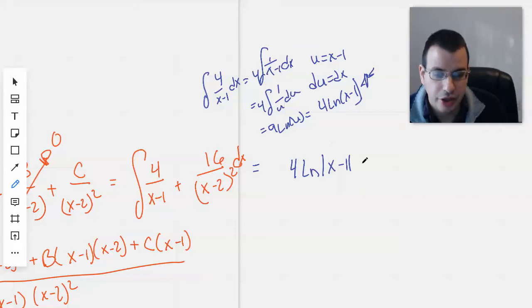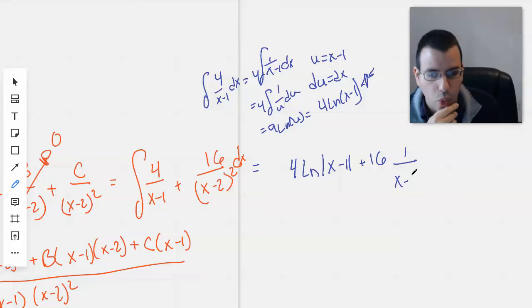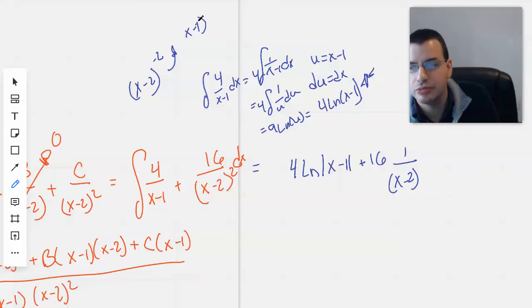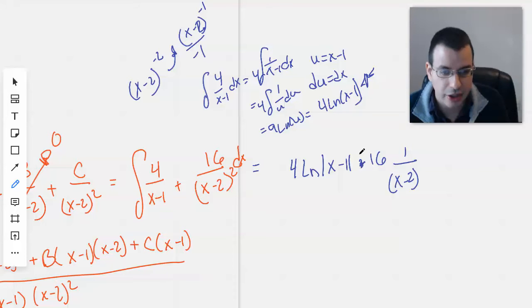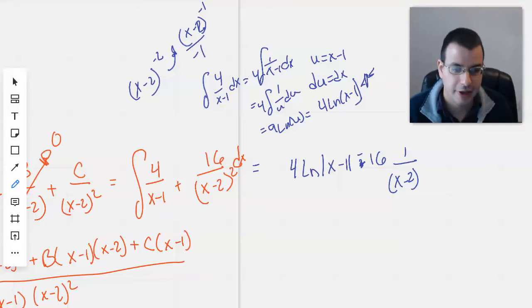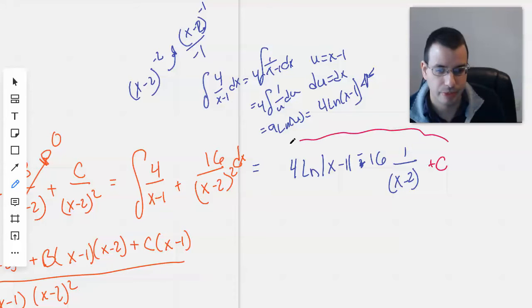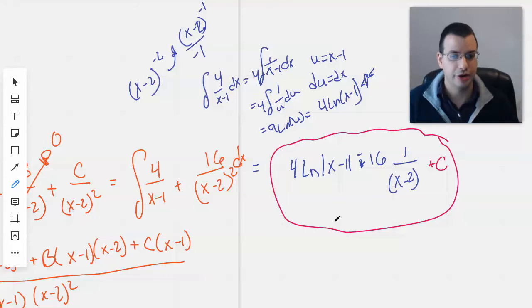And then we're going to have plus 16, and this is x minus 2 squared, so it's going to be 1 over x minus 2 squared. So we have x minus 2 to the negative second. It goes up a power, so you have x minus 2 to the negative first, and you divide by negative 1. So it then becomes negative 16 over x minus 2. And so then our final answer is this, and then we'll add in a C.